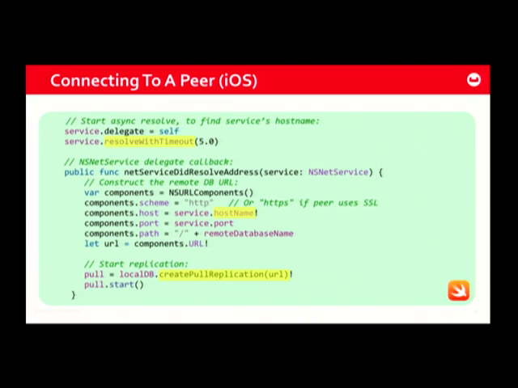Here, what we do is we actually construct a URL containing that name. So the scheme would be HTTP, because this is a REST protocol. Or if you know that the other peer is using SSL, you'd use HTTPS. Stick in the hostname, stick in the port, which is also a property of the service. And then the path is the name of the remote database. And then from there, you can just use the regular Couchbase Lite replication API to start a pull replication from it.